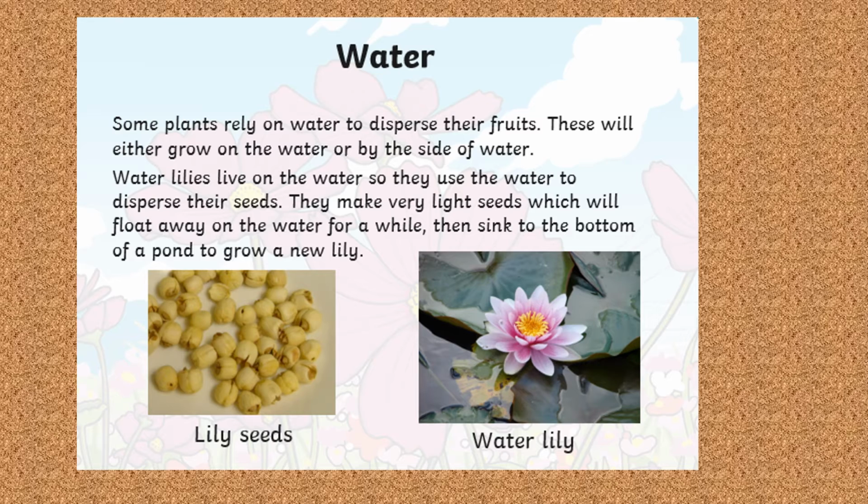Obviously it floats away so that it needs to grow a little bit further away from the mother plant, so it has got room to grow.